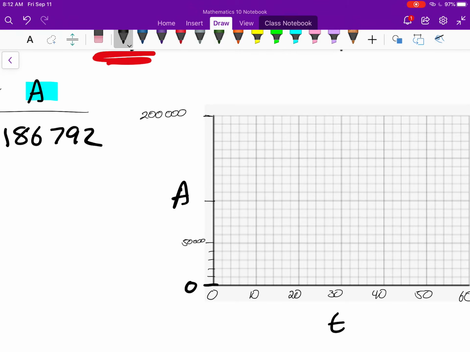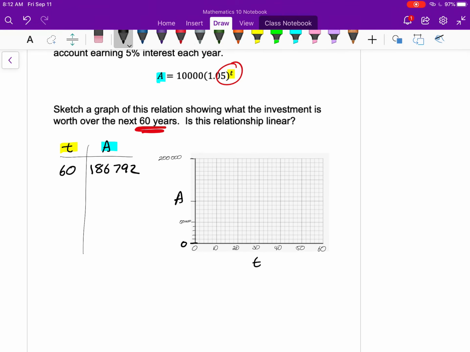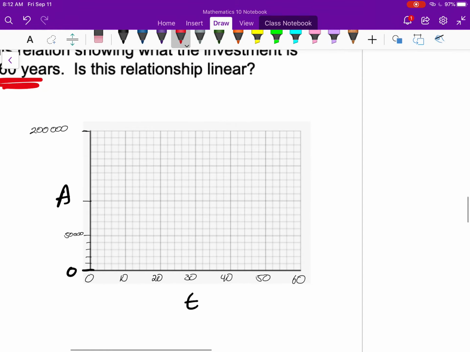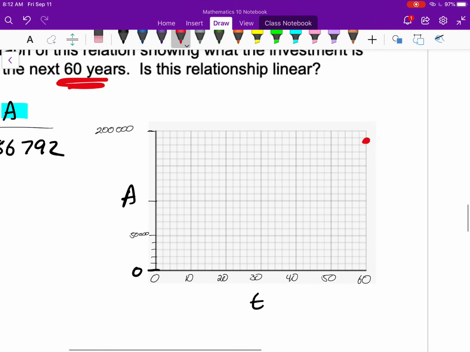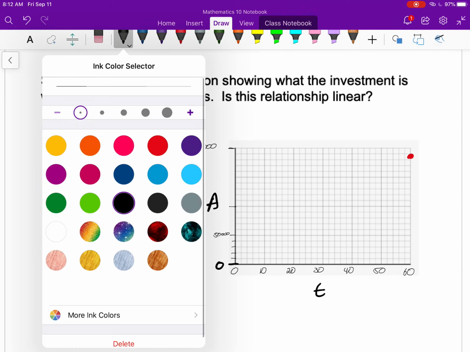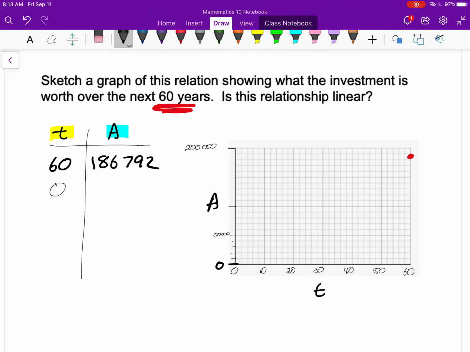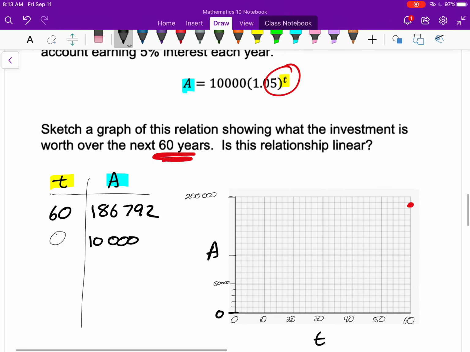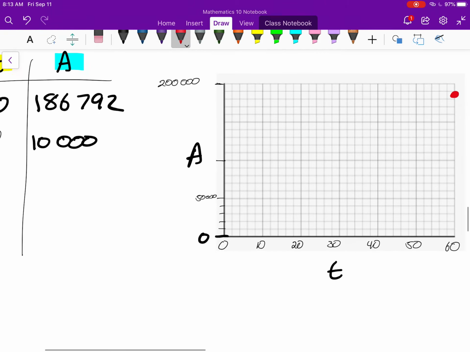And so now I have my scale set up, and why don't I plot that point? After 60 years, this investment's worth 186,000, so that would be about right here. Okay, I don't actually have a lot of work left now to finish off the question. Let's pick some other years. Let's pick after 0 years. I don't really need a calculator to know what's going to be after 0 years. At the beginning, I have $10,000. I know that. However, I could go to my calculator, and I could type in 10,000 times 1.05 to the power of 0, and my calculator will tell me 10,000. So I'll just put that in right here.